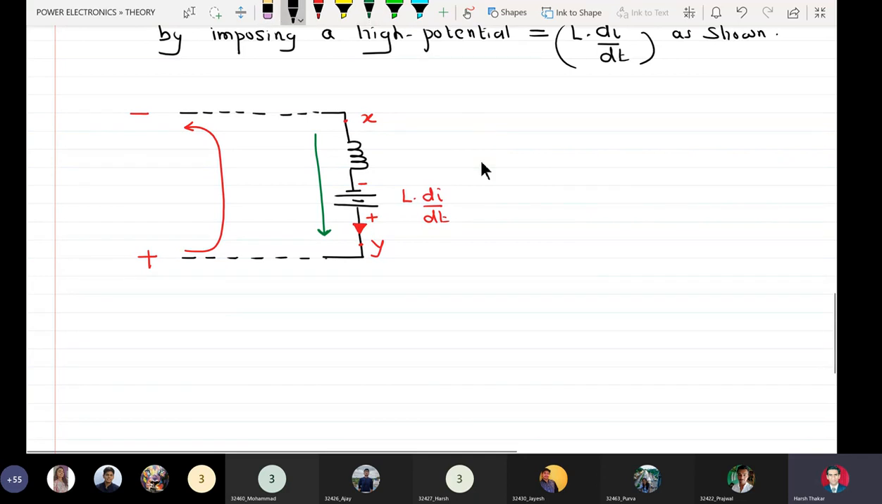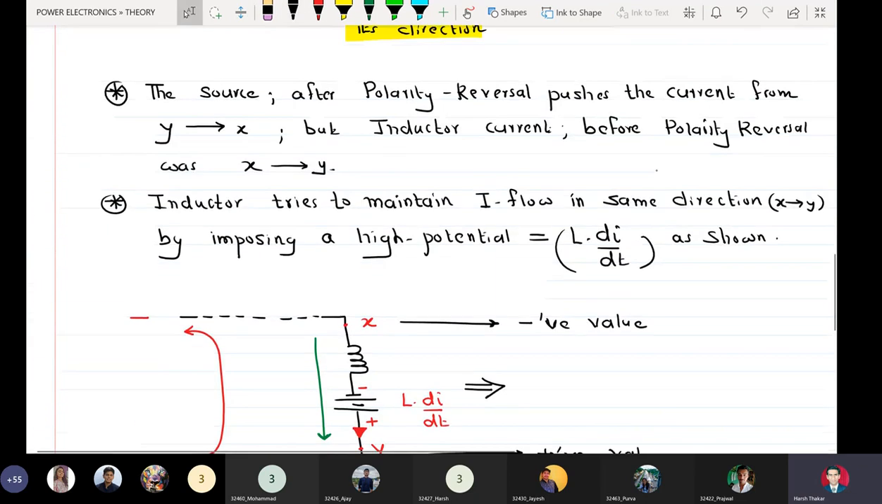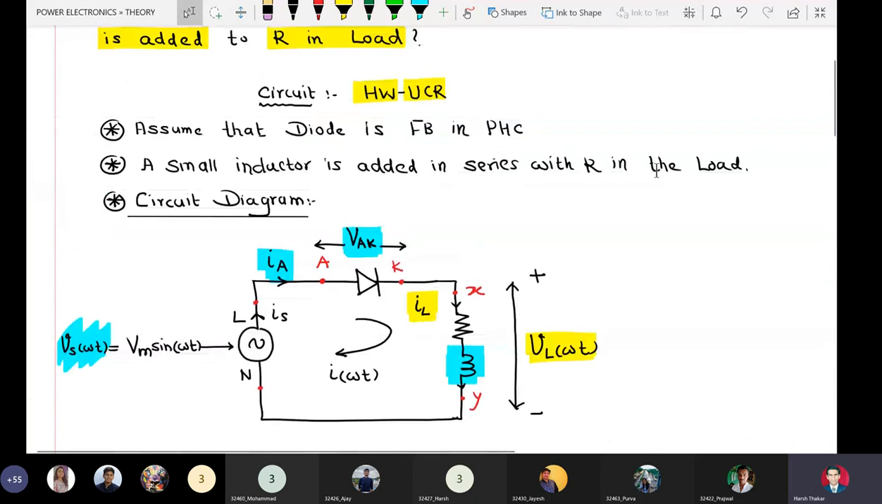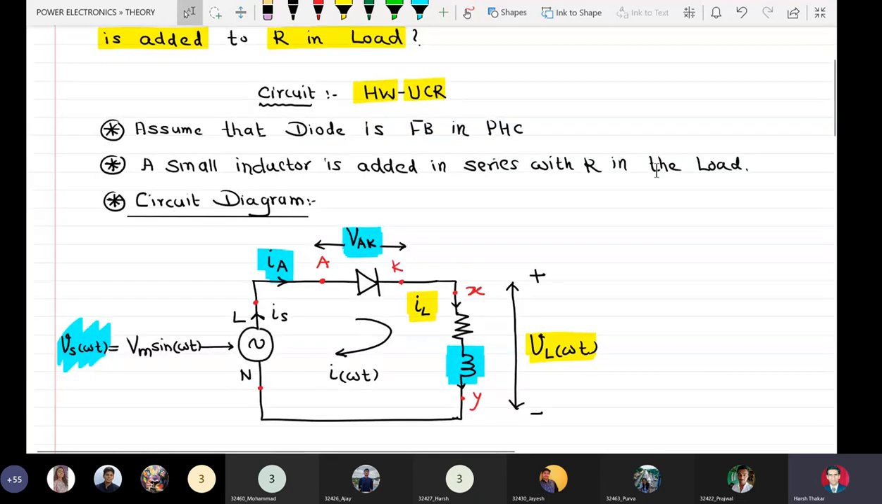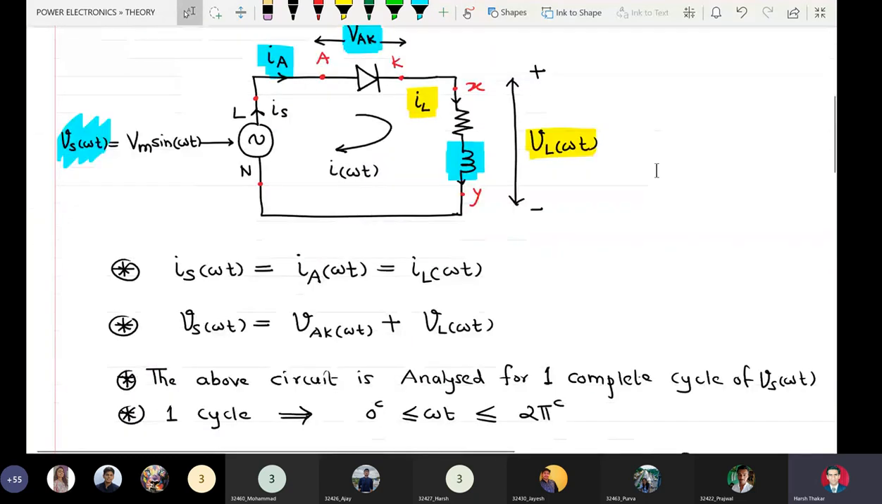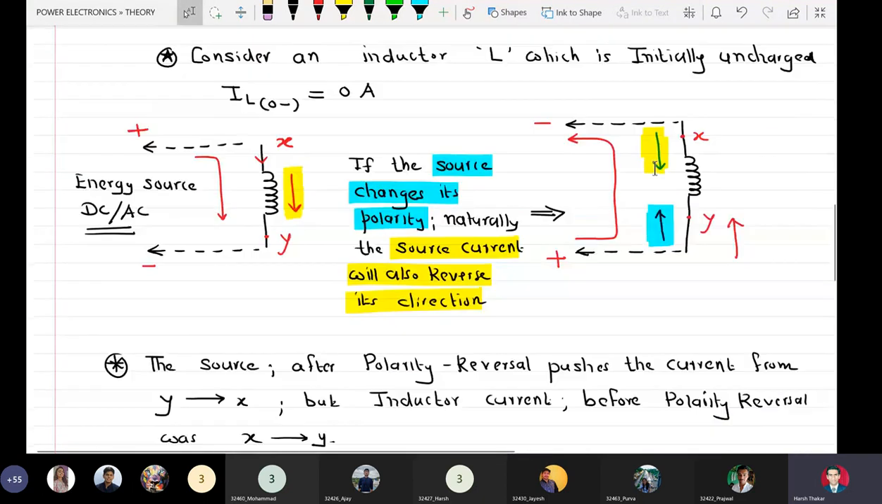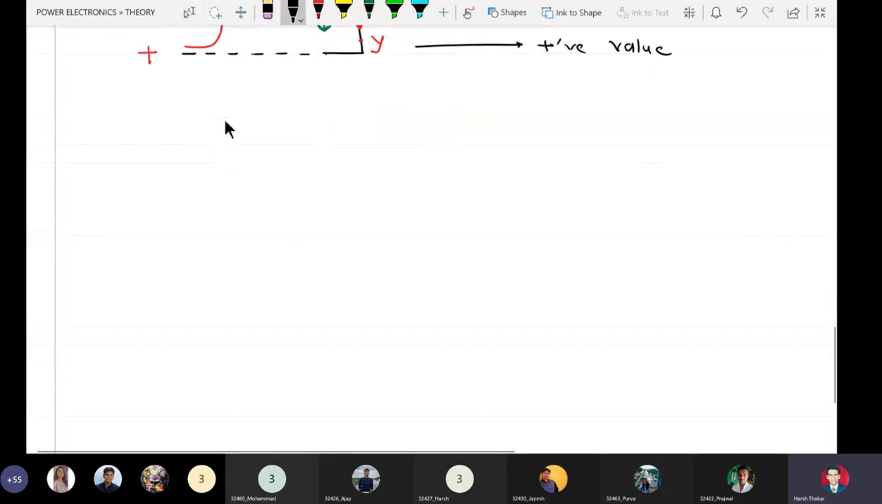So in this condition we can see that X gets a negative value and Y gets a positive value. This is the basic principle. If you understand this principle, you will come to know why there is a conduction or an extension of the waveform in the negative half cycle. Now after discussing the basics of an inductor, you start analyzing the circuit. It should become very easy for you.